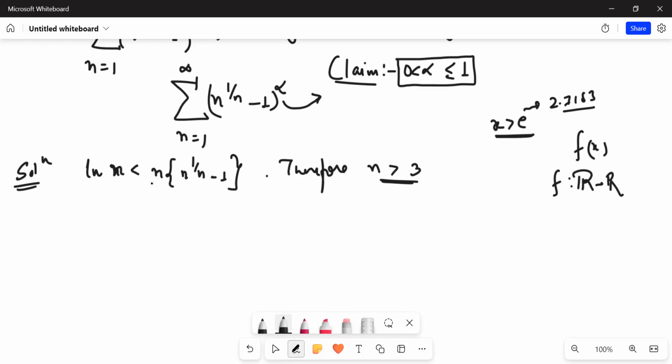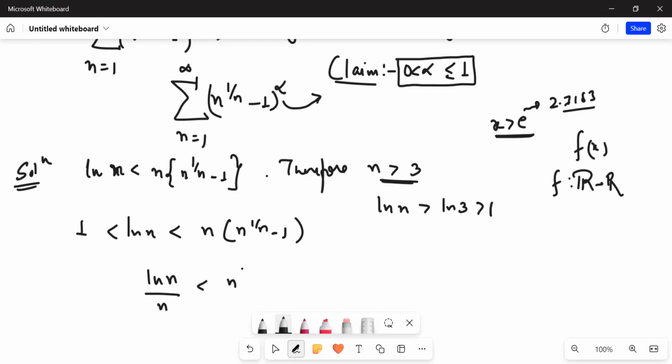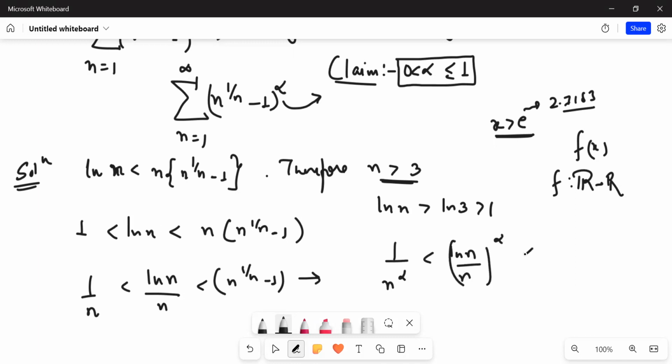So for all n greater than 3, what I can say is that ln n will be greater than ln 3. Yes, and ln 3 would obviously be greater than 1. So I can write that ln n would be greater than 1, and it is less than n raised to power 1 by n minus 1. Or in other words, I can say that ln n upon n will be less than n raised to power 1 upon n minus 1, and here it would be 1 upon n. Okay, so now just place alpha all over. So I'll get 1 upon n raised to power alpha here, and here I will get ln n upon n raised to power alpha, and here I will get n raised to power 1 upon n minus 1.